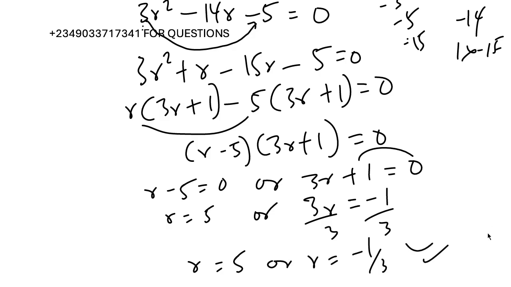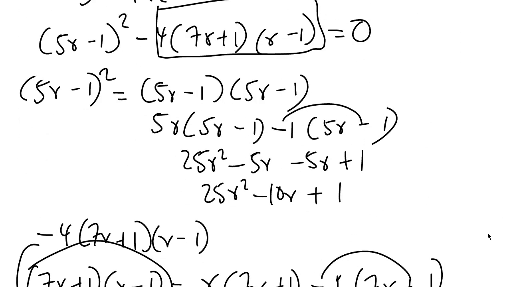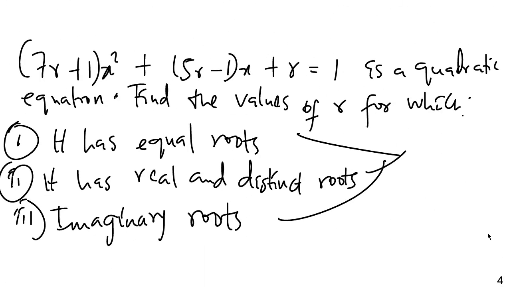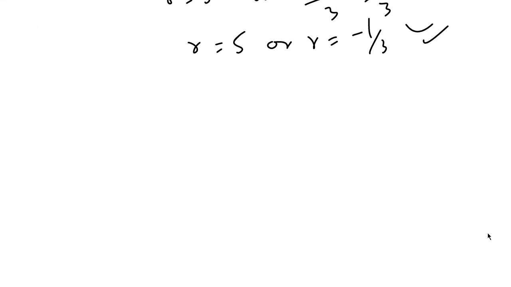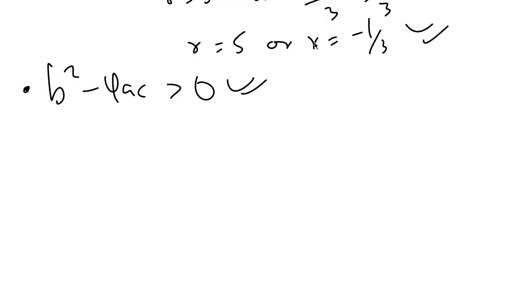So these are the two values for which (7r plus 1)x squared plus (5r minus 1)x plus (r minus 1) has equal roots, right? So the second question, what does the second question say? It says, for what values does it have real and distinct roots? For a quadratic equation to have real and distinct roots, what does that imply? It implies that b squared minus 4ac, if you watch part 2, should be greater than 0.